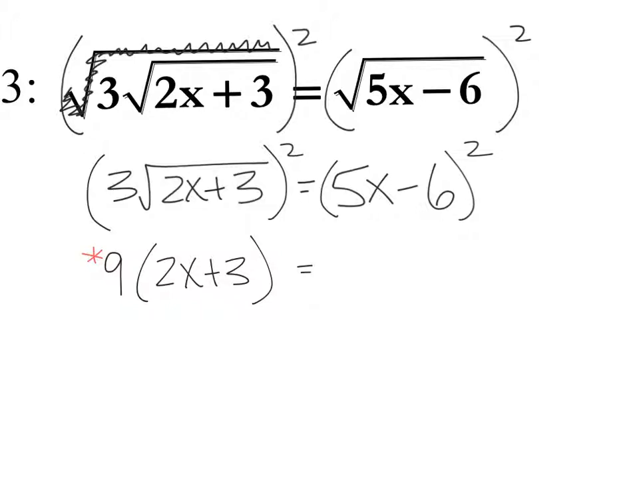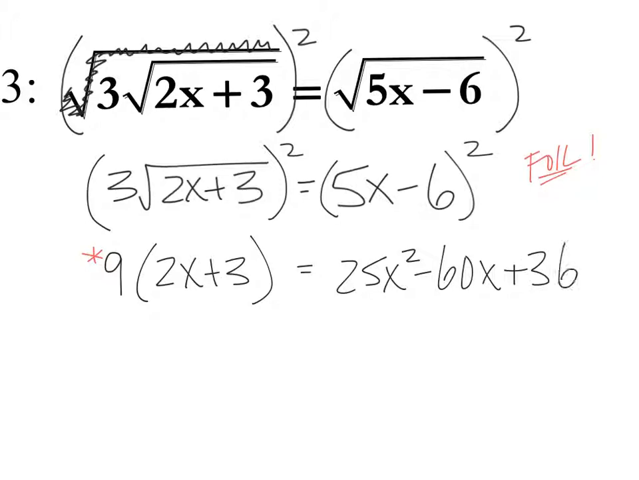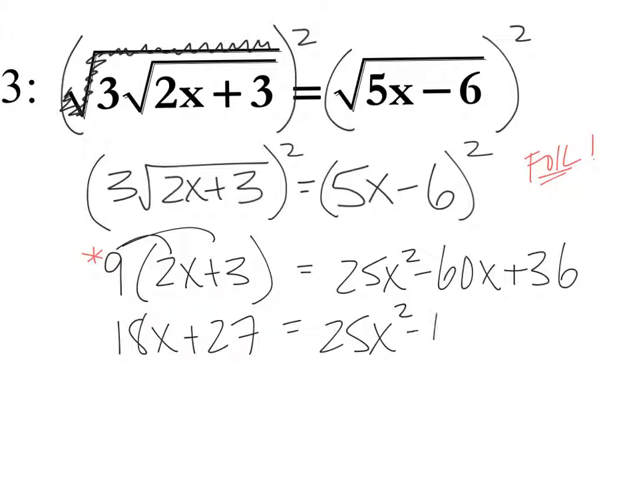And again, on the right here, we are FOILing. So again, when I FOIL that, I get 25x squared minus 60x plus 36. You can verify that with me if you need to pause, but that's what you get when you FOIL. And so from this side, now I'm multiplying both sides by 9. Or I'm distributing the 9, excuse me. And I get 25x squared minus 60x plus 36 over here.